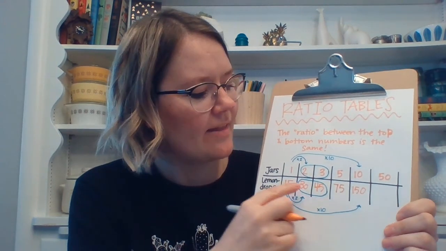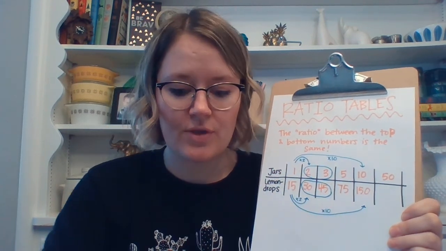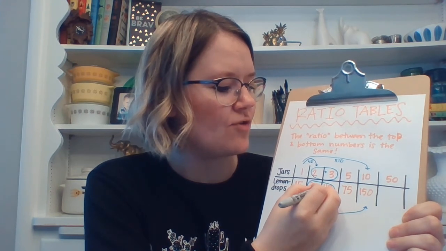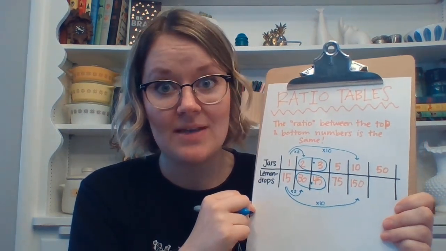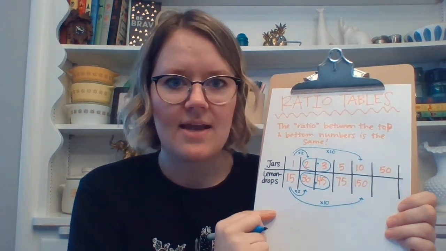When I'm adding something together, I like to show that relationship because I added 2 and 3 together, which meant that I had to add the lemon drops in 2 jars and 3 jars together. So I like to show that relationship by circling the things I added and using a little plus sign.